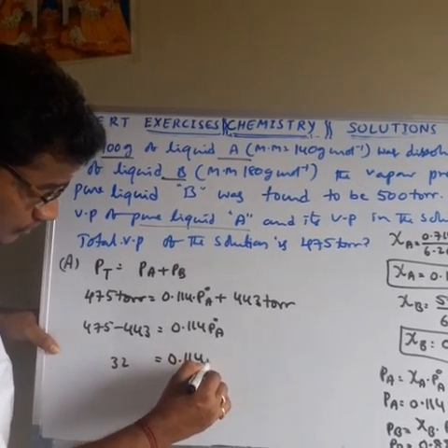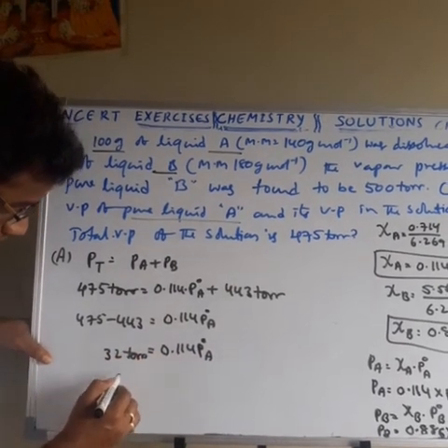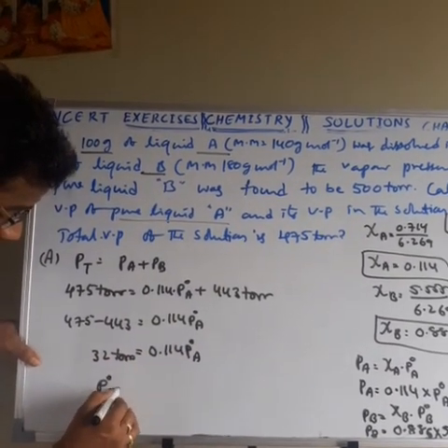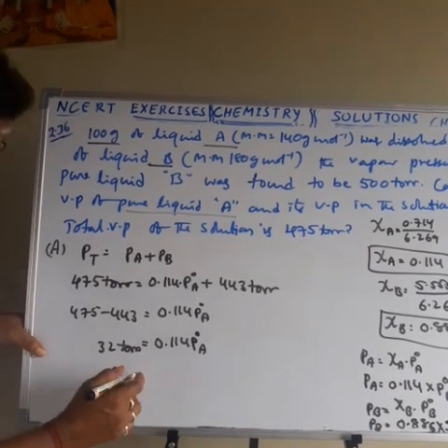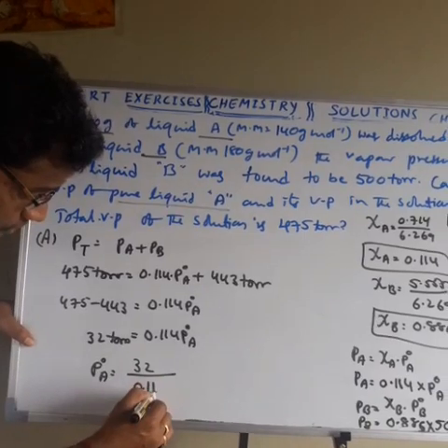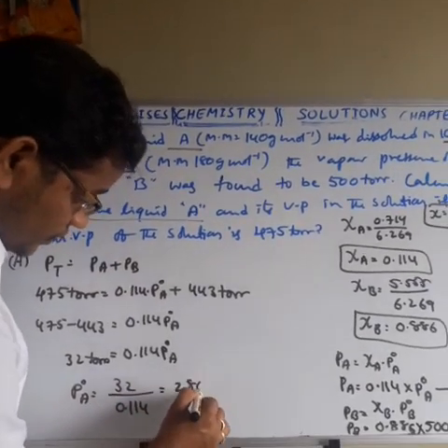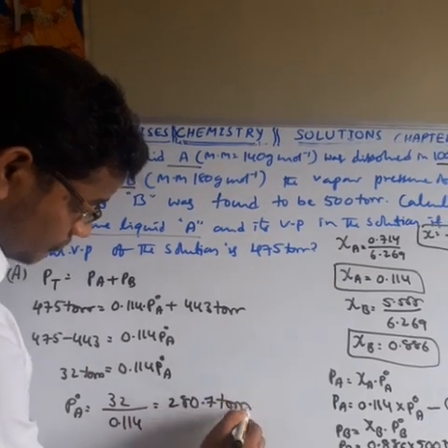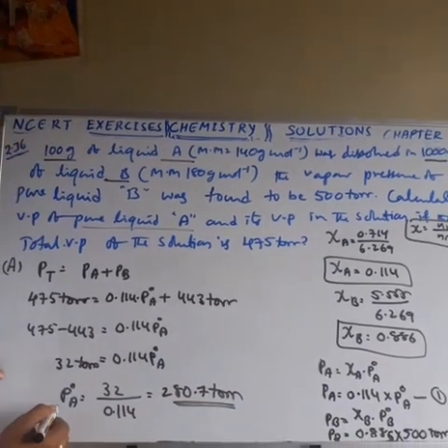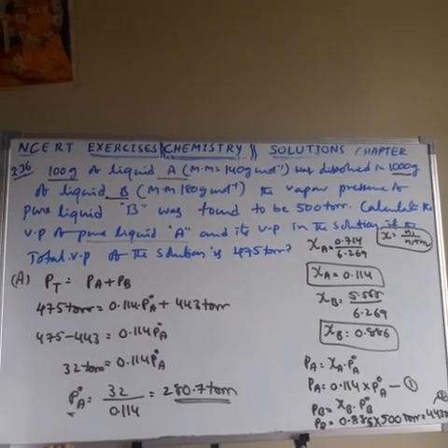0.114 into P naught A, 32 torr. Therefore, P naught A, the vapor pressure of pure liquid A, is equal to 32 divided by 0.114. Its value is 280.7 torr. So the vapor pressure of pure liquid A is 280.7 torr. This is about the 36th question.